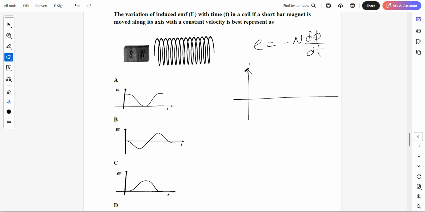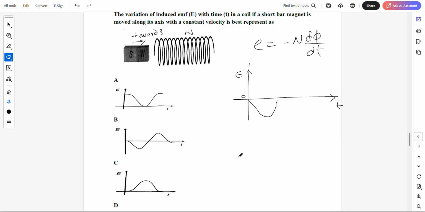They have given capital E, induced EMF, with time t. The more the flux increases, the more the negative value increases here. If it comes near this coil of number of turns N, where N is the number of turns, if this bar magnet is coming towards this coil, the flux increases. Therefore, the more it comes near, the more negative value you are going to get.